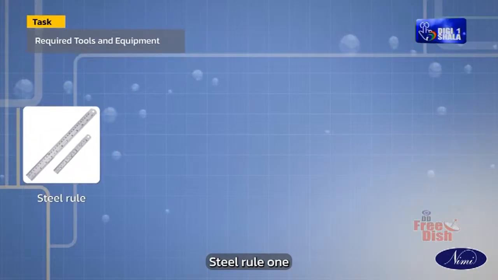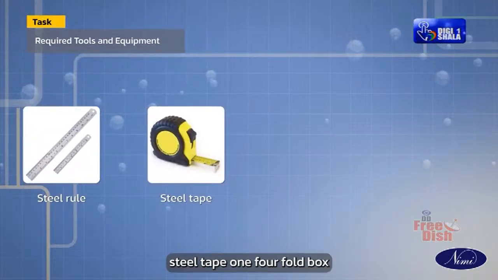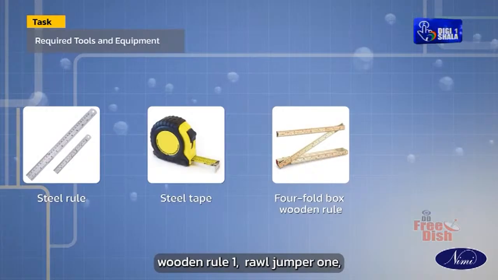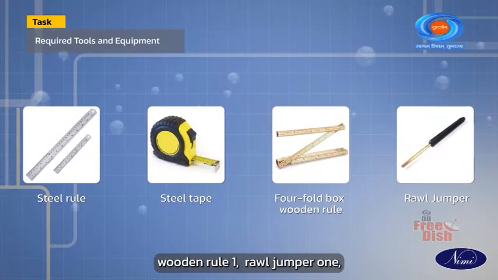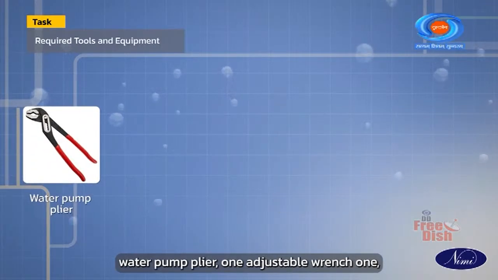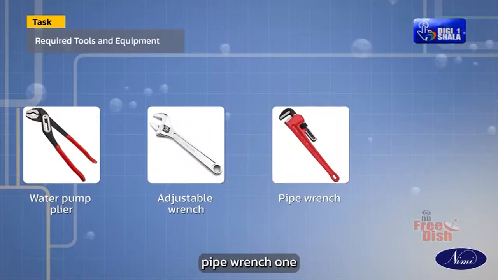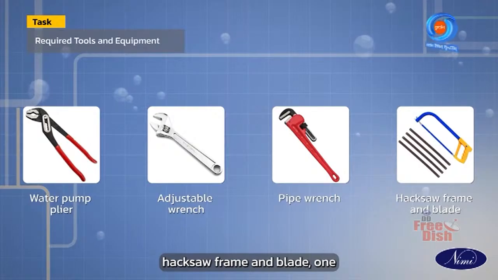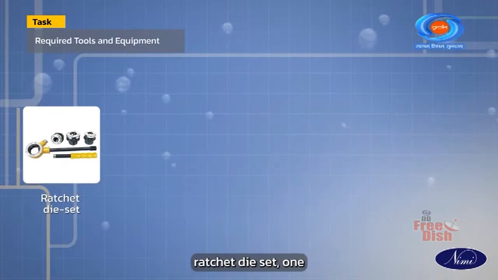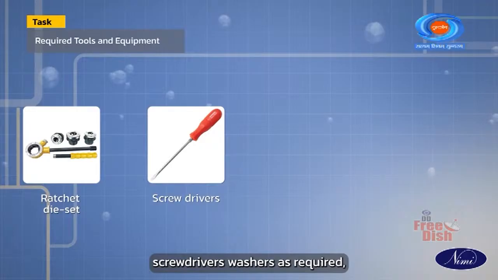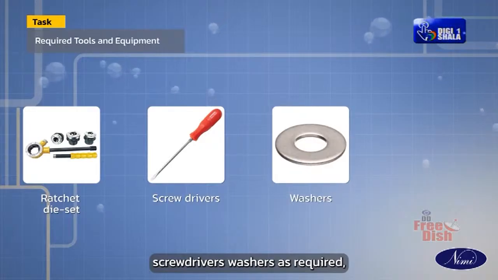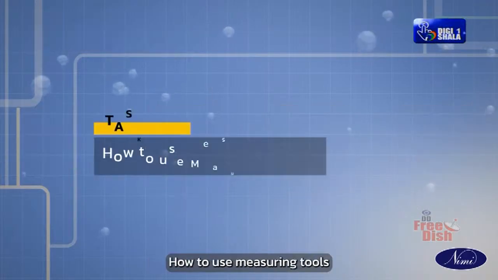Steel rule 1, steel tape 1, 4-fold box wooden rule 1, rowel jumper 1, water pump plier 1, adjustable wrench 1, pipe wrench 1, hacksaw frame and blade 1, ratchet die set 1, screwdrivers, washers as required, and spanners. How to use measuring tools.